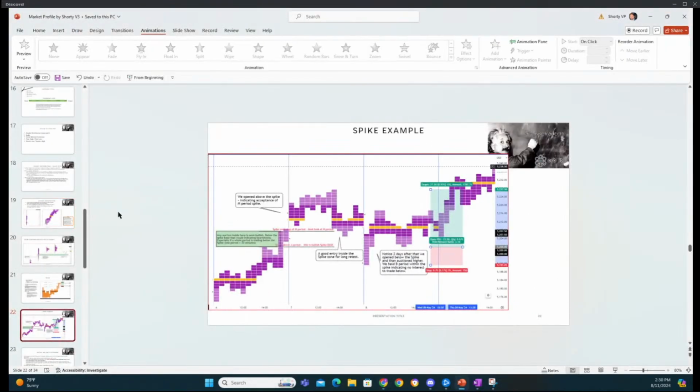Okay, let's see. So we covered a spike. Is everybody comfortable with spike? That's new. And even if you're not new, are you comfortable with spike and what it means, how to play it, and how to identify it? Yep.